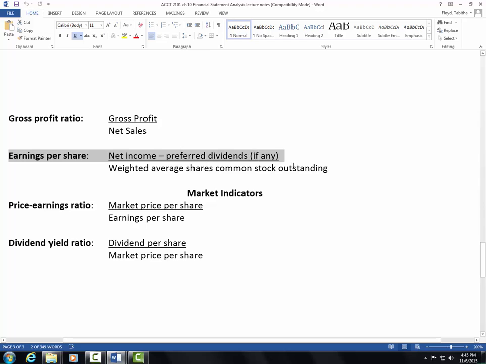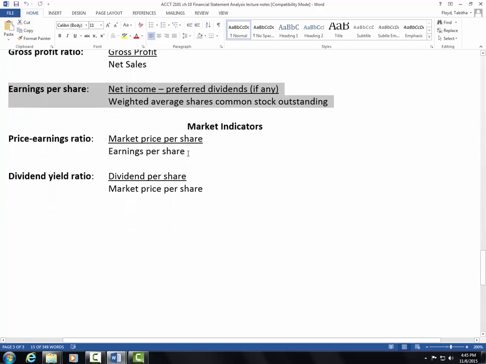Earnings per share. That was in the last chapter, in the equity chapter. And it's looking at exactly what the name says. How much earning, how much income do we have per share? But it's per share of common stock. So how much net income is this company generating for every common stock share we have?